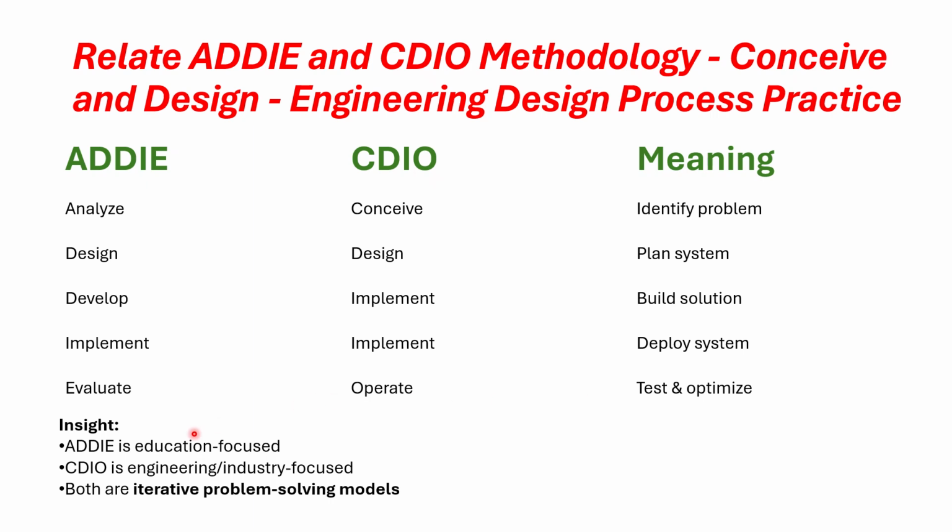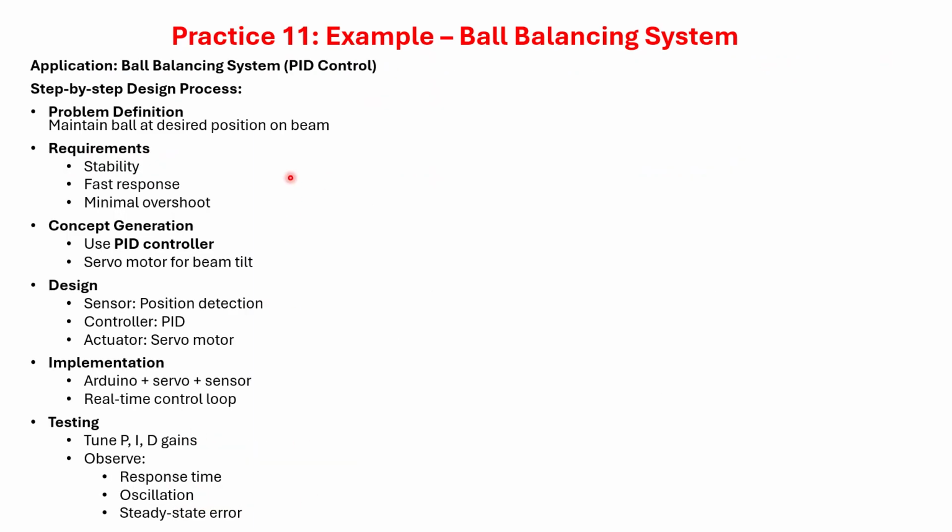So if you look at the ADDIE model, it is an education-focused system, whereas the CDIO model is an engineering or industry-focused system. But both are iterative problem solving models for engineering. So for the same example, we'll see how to fit this CDIO model.